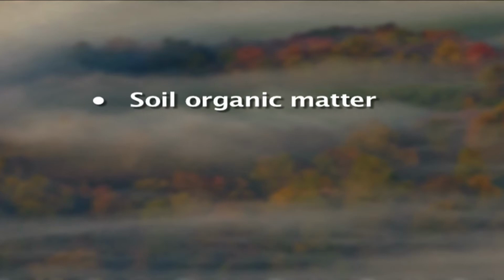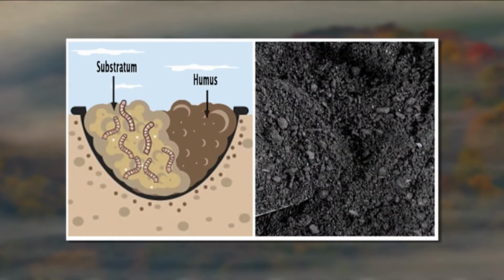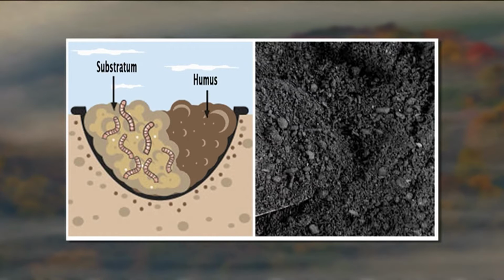Next edaphic factor is soil organic matter. Soil organic matter is also called humus. It is formed by the decomposition of plant and animal matter. The rate of decay depends upon the nature of the material and the climate. The humus produced and incorporated into the soil plays an important role in determining the soil texture.